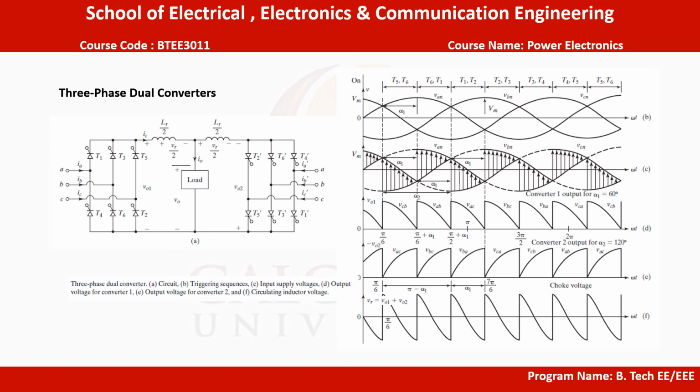The two converters are controlled in such a way that if alpha 1 is the delay angle of converter 1, the delay angle of converter 2, alpha 2, is equal to pi minus alpha 1. Figure shows the waveforms for input voltages, output voltages and voltage across inductor LR. The operation of each converter is identical to that of a 3-phase full converter. During the interval pi by 6 plus alpha 1 to pi by 2 plus alpha 1, the line-to-line voltage VAB appears across the output of converter 1 and VBC appears across converter 2.